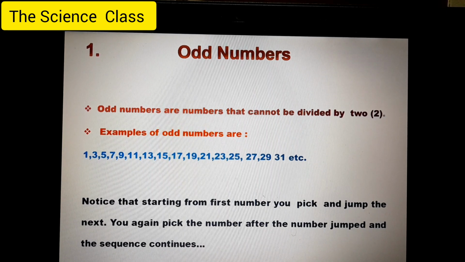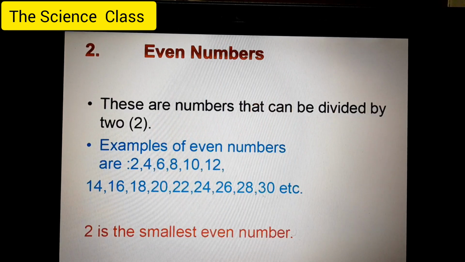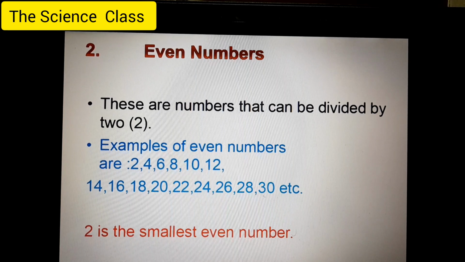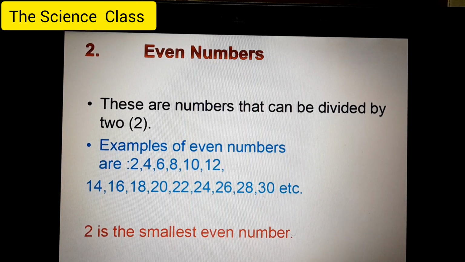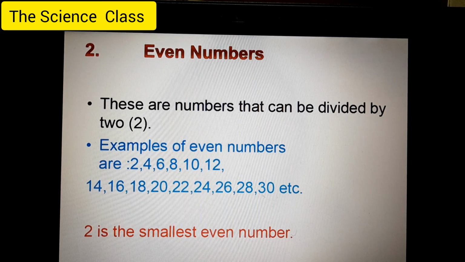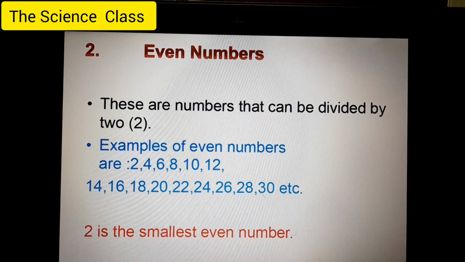So, in summary, odd numbers are numbers that cannot be divided by 2. Simple and straightforward. Next one is even numbers. Even numbers are numbers that can be divided by 2. Examples of even numbers are 2, 4, 6, 8, 10, 12, 14, 16, 18, 22, 24, 26, 28, 30, and it goes on. Here 2 is the smallest even number.